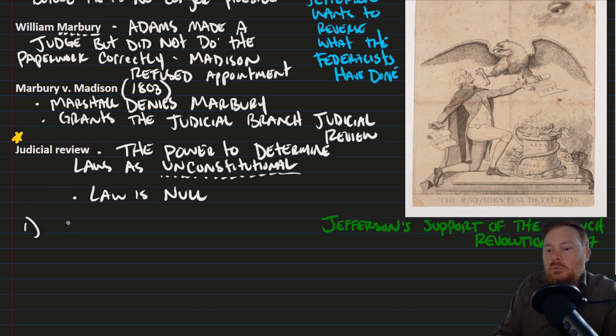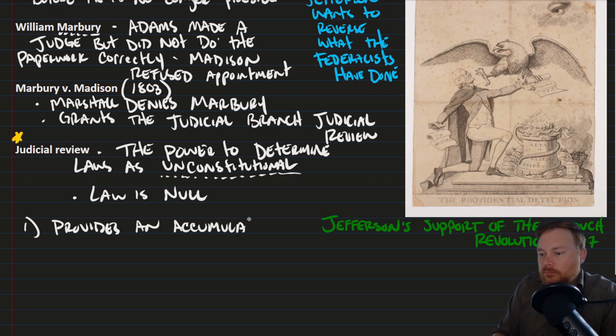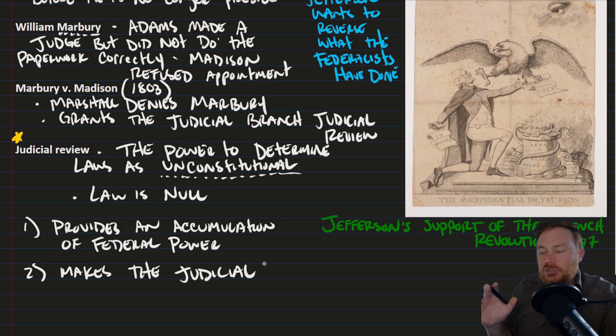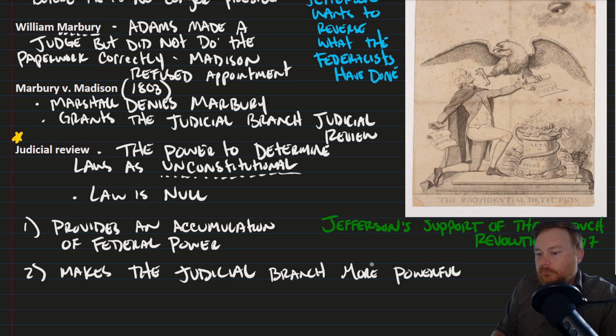So judicial review not only provides an accumulation of federal power, right? Because this will also apply to state laws. If a state passes a law, Supreme Court can come in and say, look, that law doesn't follow the Constitution. We're going to overrule you. But it also makes the judicial branch, which is the third branch, and at the creation of the Constitution was designed to be the weaker branch, no doubt about it, more powerful and more equal. Right? We sometimes say that Marbury versus Madison or judicial review puts the judicial branch on the same level as the executive and legislative branch in terms of its power.